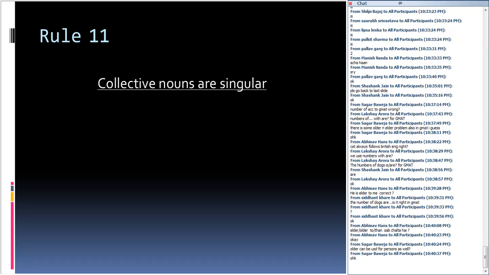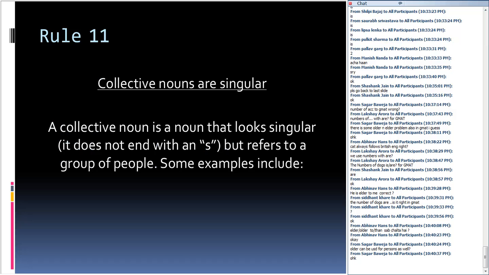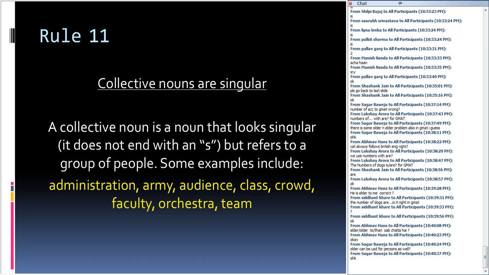And what is rule number 11? Collective nouns are singular. Okay, collective nouns are singular, remember that. What is a collective noun? It is a noun that looks singular, it does not end in an S, but in reality it refers to a group of people. But because it's one entity, that is why it is always considered to be singular. Some examples of collective nouns are words like administration, army, audience, class, crowd, faculty, orchestra, team. So you always say "the faculty is in a meeting". You never say "the faculty are in the meeting".